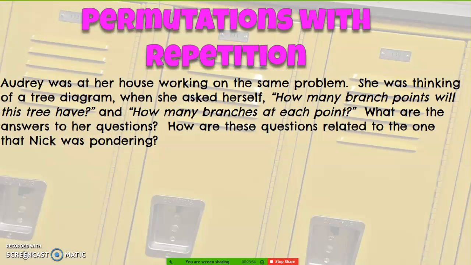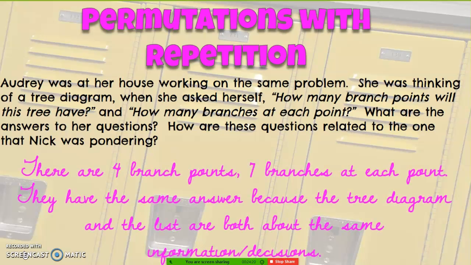Audrey was at her house working on the same problem, and she was thinking of a tree diagram. And she asked herself, how many branch points will this tree have? How many branches at each point? What are the answers to these questions? Pause the video and jot that down. How are Audrey's questions about the tree related to the questions Nick was asking? There are 4 branch points. There are 7 branches at each point. This is exactly like what Nick was thinking. They're both about the same information: 4 different digits, 7 possibilities.